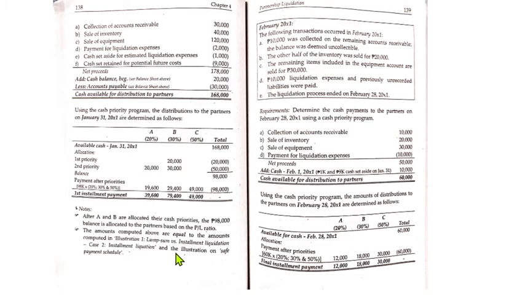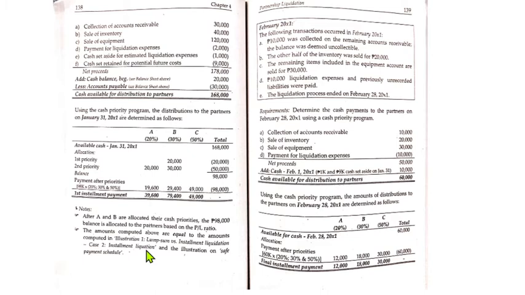So if you will be looking at the illustration, after A and B are allocated their cash priorities, the 98,000 is allocated to the P&L. Okay, discuss na natin yan. The amounts computed above are equal to the amounts computed in illustration 1, lump sum, case 2, and the illustration of safe payment schedule. Yes, they will essentially be the same because you are observing the same concept pero iba lang yung procedure natin.